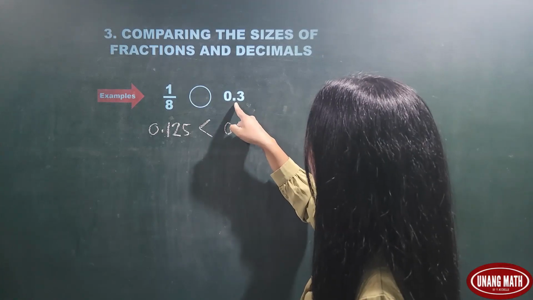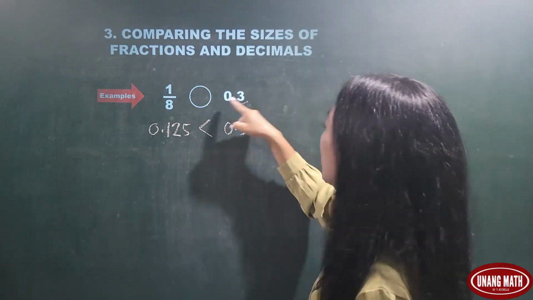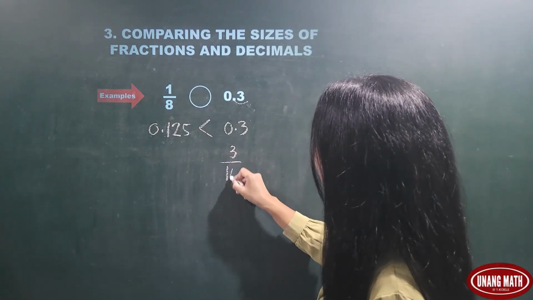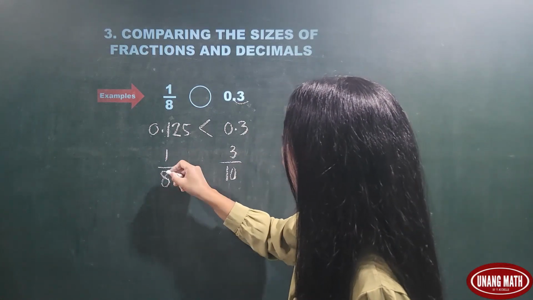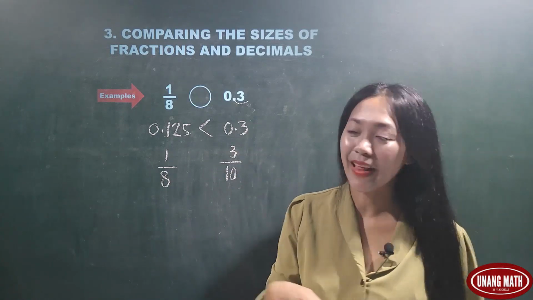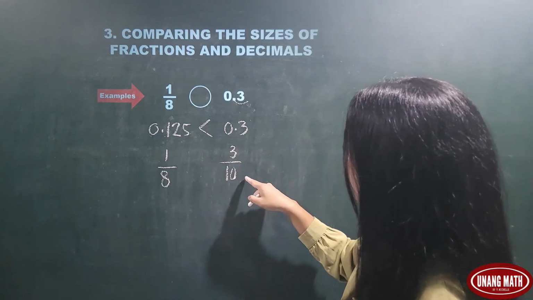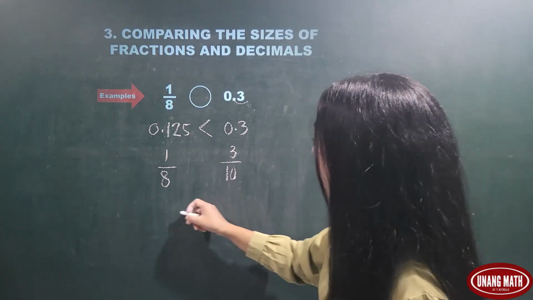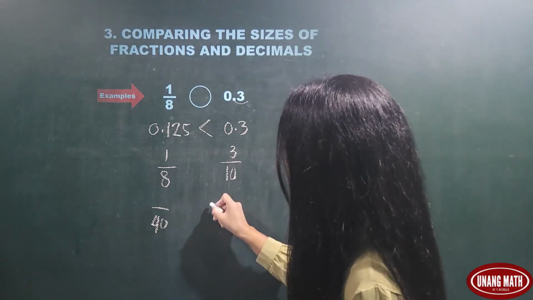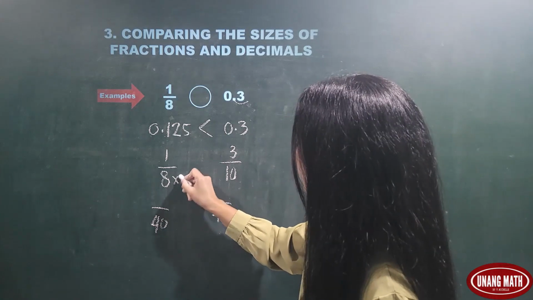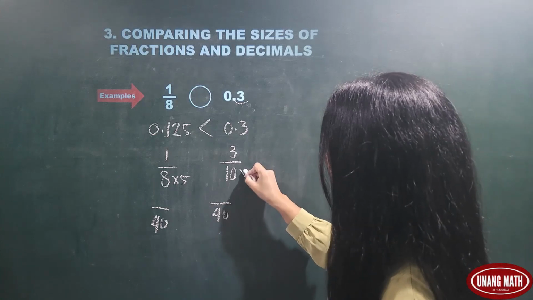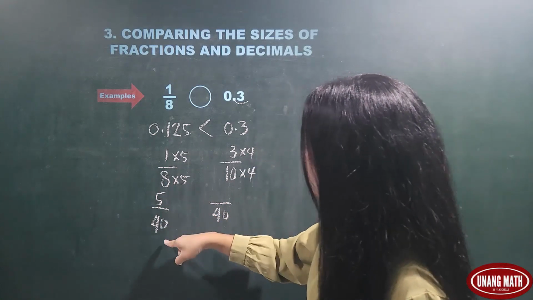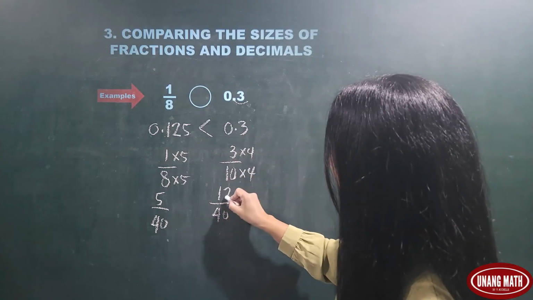Okay, kung isusulat natin ito as fraction, so move 1 decimal place papuntang right. So, it's 3 over 10. So, it's 1 over 8 at 3 over 10. Okay, common denominator. So, common denominator ng 1 over 8 at 3 over 10 ay 40. So, this is times 5. This is times 4. This is times 5. So, this is 5 over 40. And this is 12 over 40.